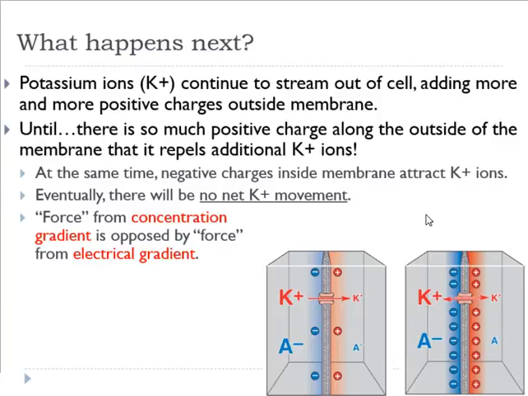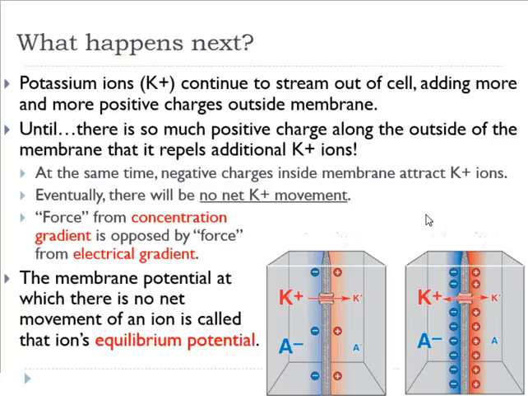This is a really important point. So at this point now, even though the concentration gradient's still there, we have reached equilibrium, because the concentration gradient is fighting the electrical gradient and vice versa. They are opposed to each other. So at that point where we've reached equilibrium in terms of movement of potassium ions, that charge difference that allows you to be in equilibrium, we call an equilibrium potential.